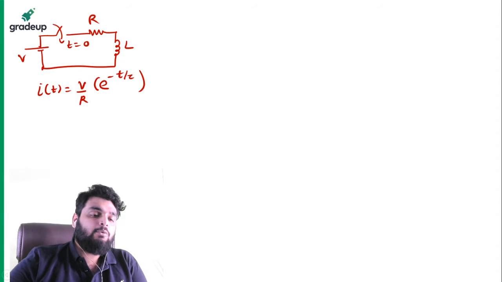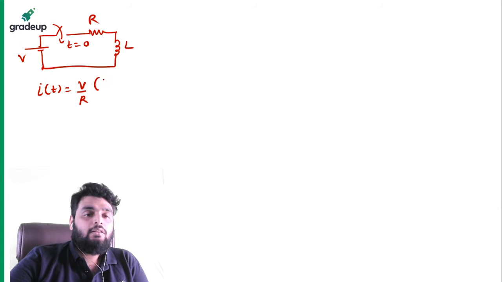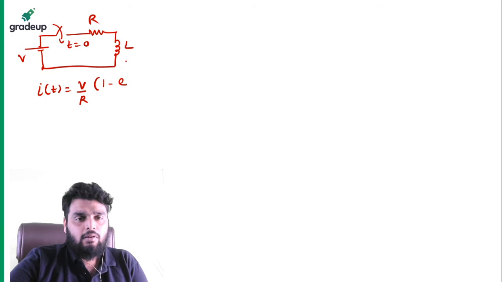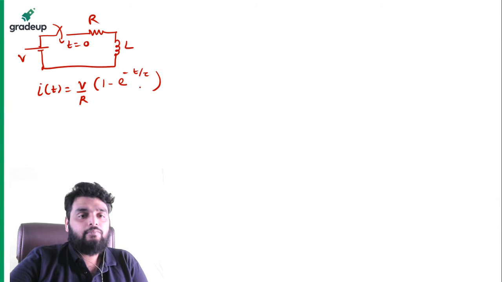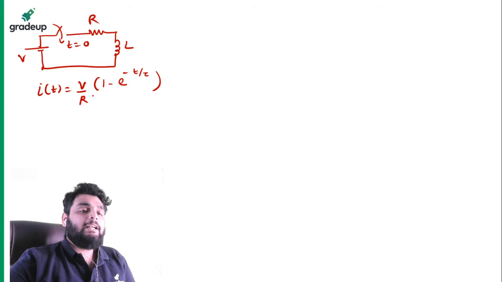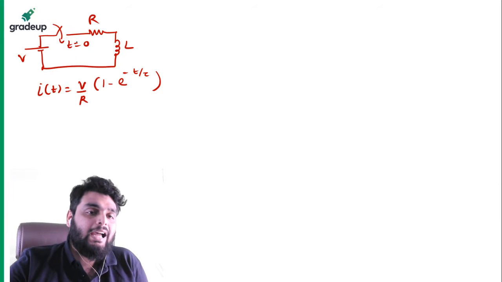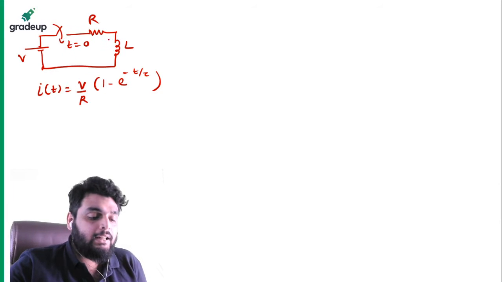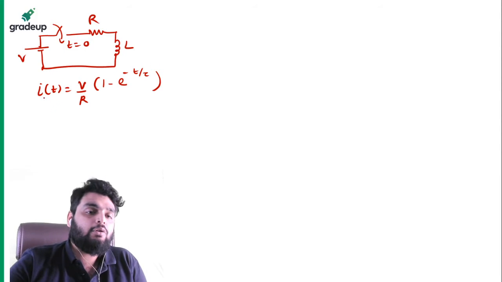No, I'm not right. Sorry, this is not the equation of current. Let me check it once. Yeah, this is the equation of current when a switch is closed at t equal to 0 and the current will flow. Now, how can I find this equation of current?